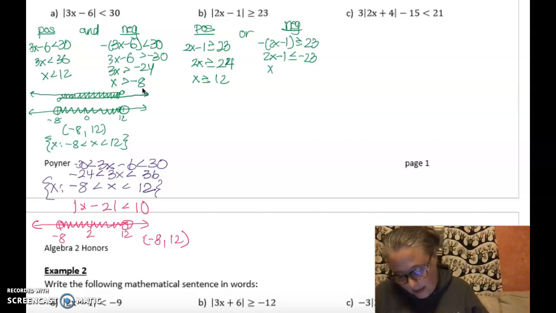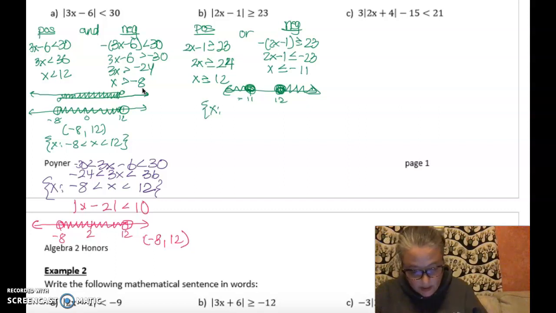And in this case, x is less than or equal to, I guess this would be negative 11. And it's an or statement, so everything goes on the number line. We have negative 11, it's inclusive, going to the left. Positive 12 is inclusive, going to the right. If I'm doing set builder, I have to use the word or, so x is less than or equal to negative 11, or x is greater than or equal to 12.